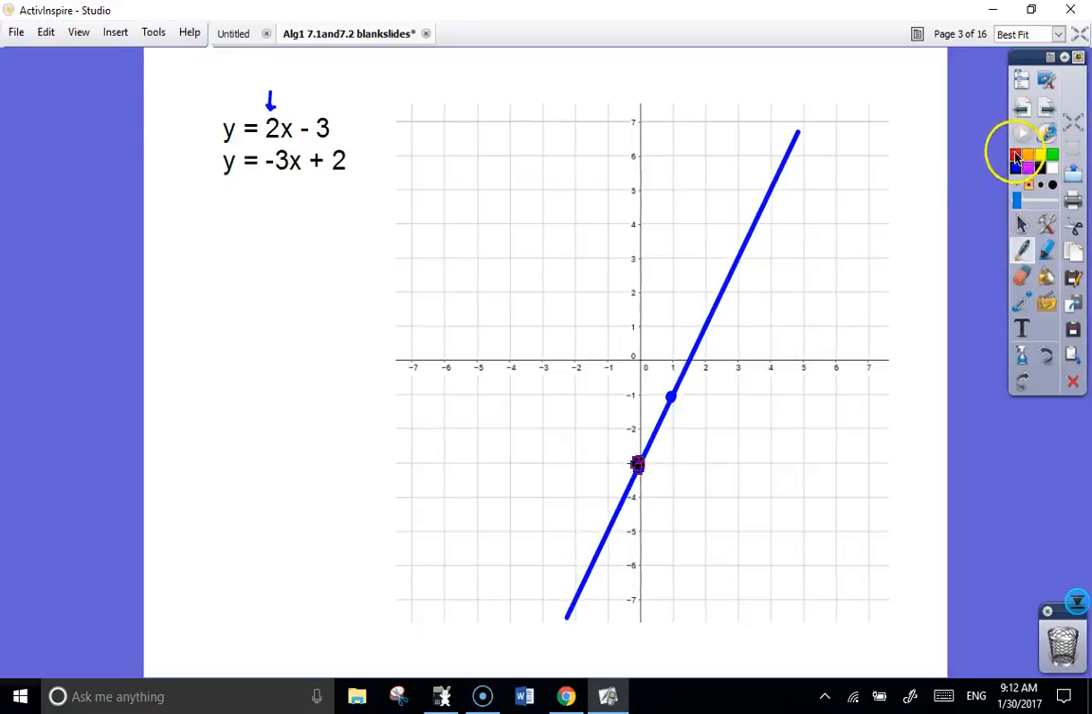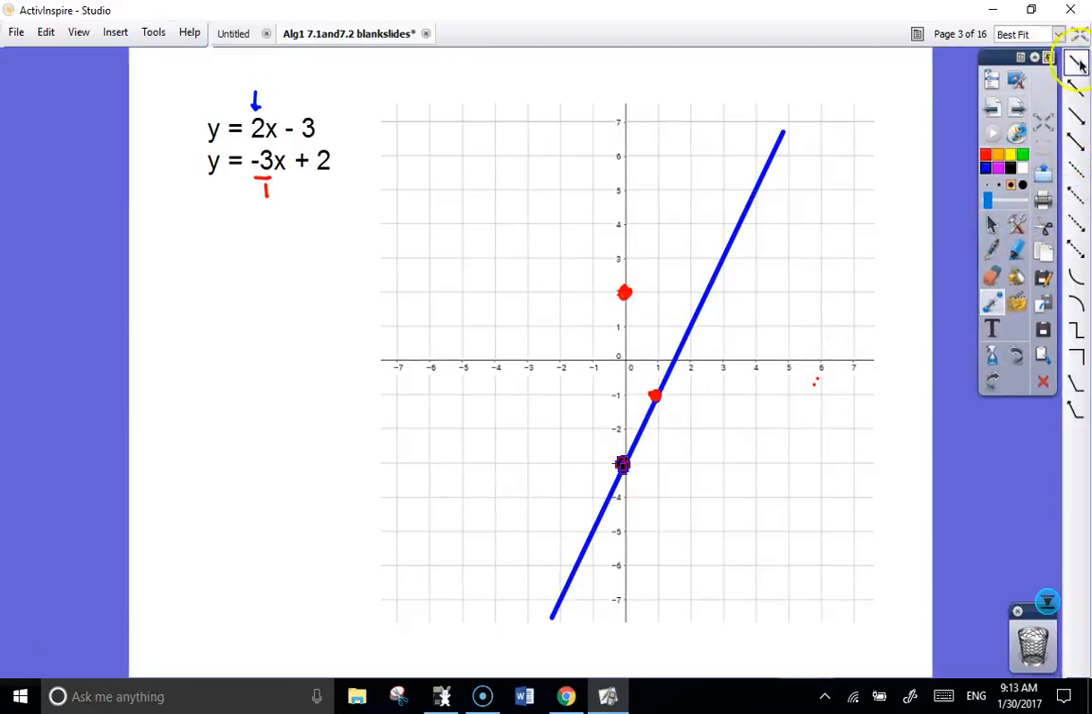Okay, then let's do the other one. I'll make this one red. Okay, y-intercept is +2, so go up 2. The slope is -3, so that means -3 over +1, right? And then I'm going to draw the line. This time I'll make it red. So that's what the graph of a system looks like.